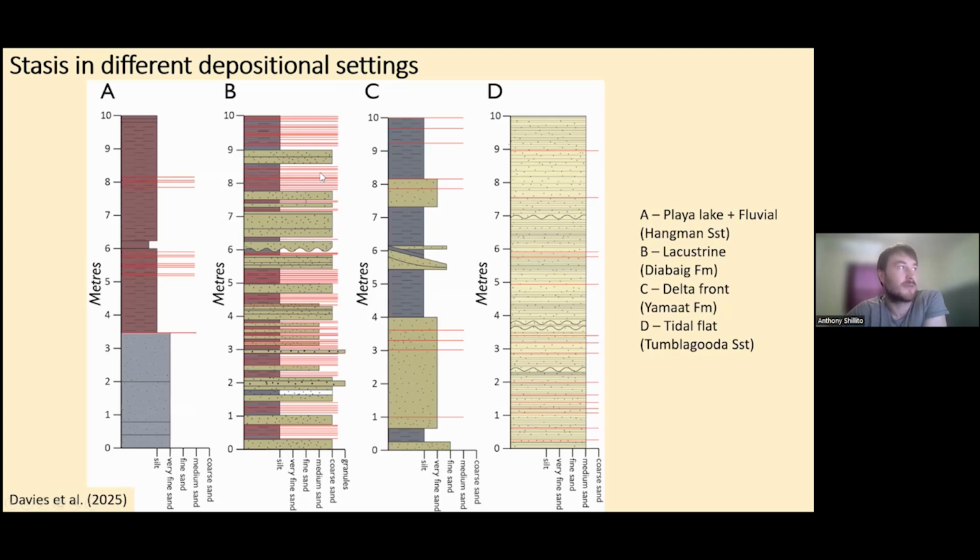In a true lacustrine formation, the Diabag formation, again, we're seeing this high frequency of true substrates of sedimentary stasis. So we're seeing a much greater time completeness because we're seeing far fewer erosive events. The delta front, the Yarmat formation, we see infrequent true substrates and less time completeness because we're getting constant deposition within this conduit a lot of the time. And in the Tumbler-Gouda sandstone tidal flat type deposits, we see lots of true substrates that may be of hours to days duration.